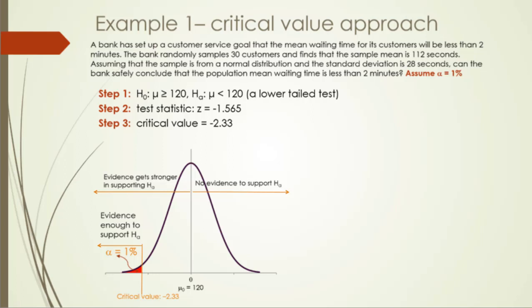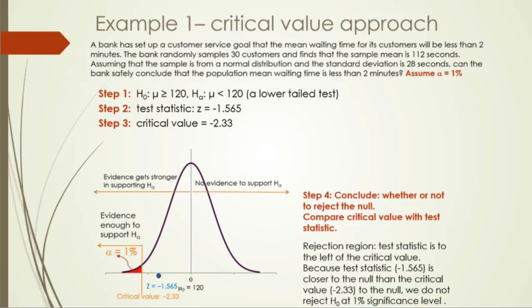It is worth noting that the critical value is a negative score for a lower-tailed test and a positive score for an upper-tailed test. For two-tailed tests, there are two critical values, one positive number and one negative number. The critical values are determined using alpha divided by 2.